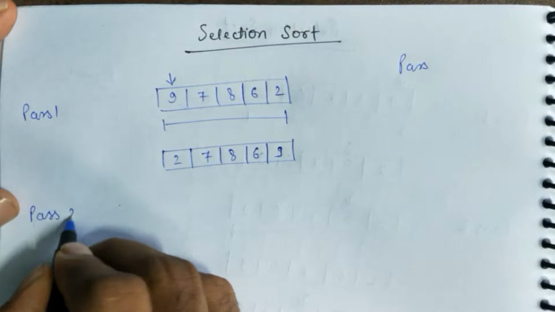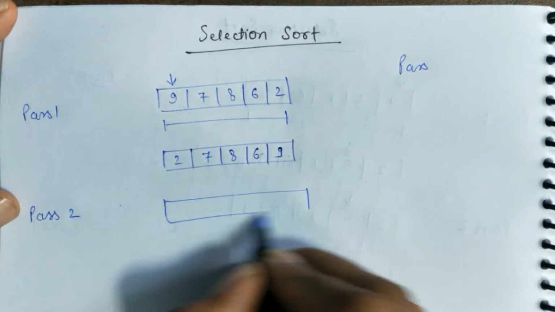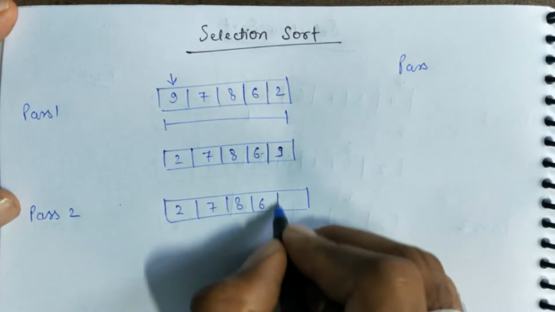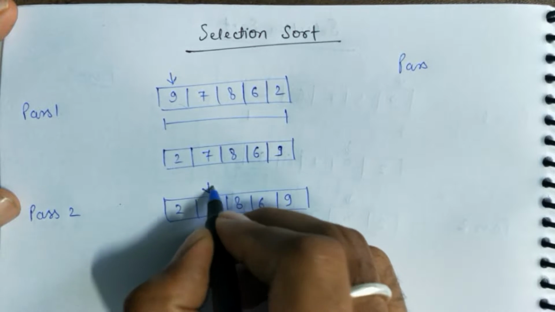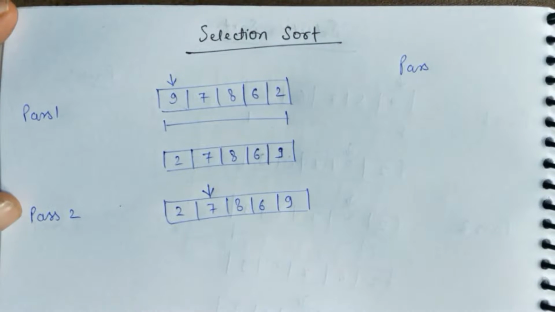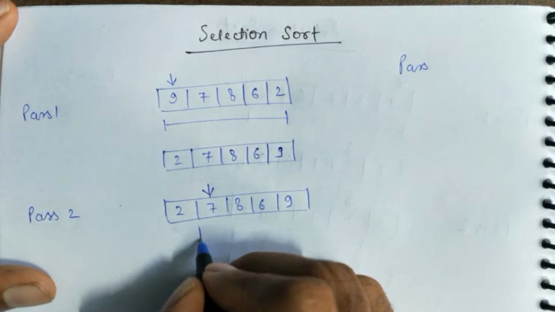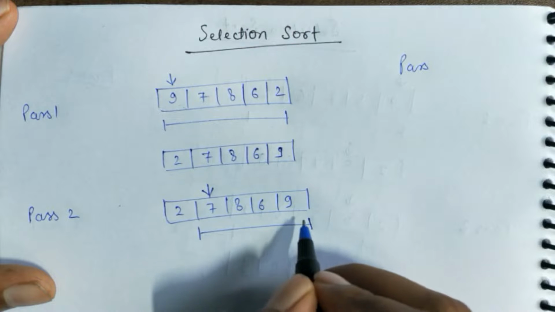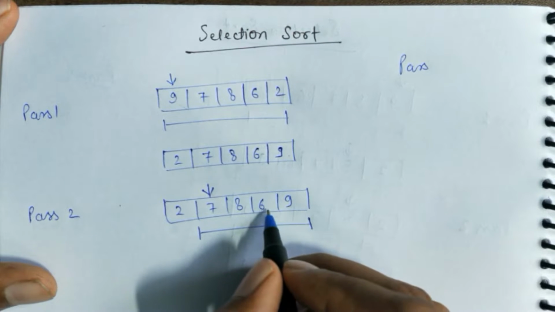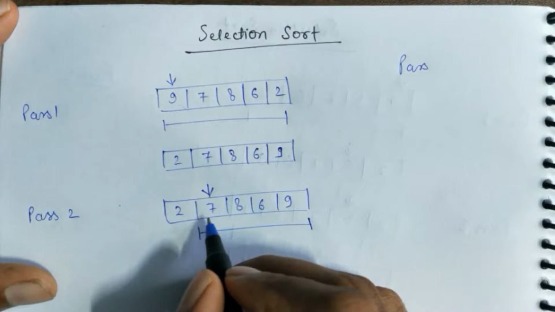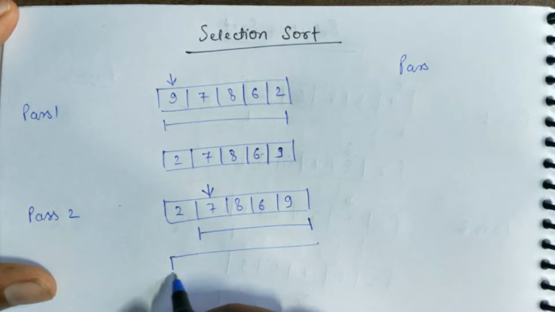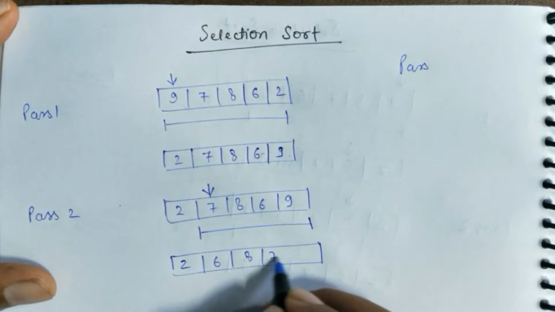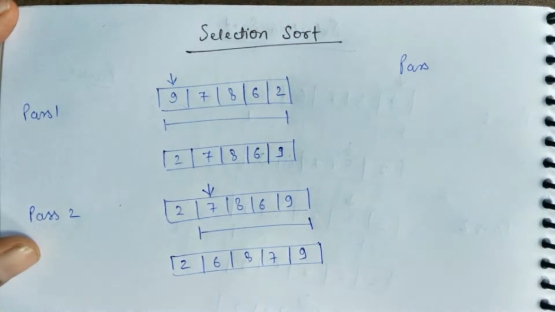So for pass 2 we are going to select next index. 2, 7, 8, 6, 9. We are going to select this index. We will be searching the right element for this index. For doing so, we will search for the minimum element in this part of the array. Here in this case 6 is the minimum element, so it will get swapped with 7. So after pass 2 our array will be like this: 2, 6, 8, 7, 9.